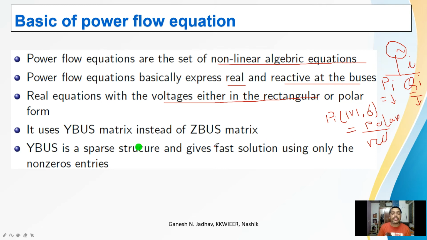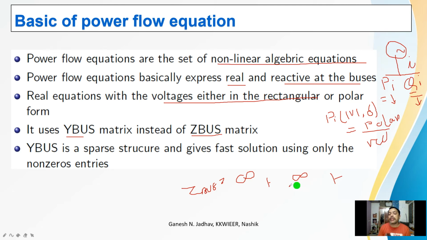To derive these equations, we need the Y-bus matrix. Why are we not using the Z-bus matrix? Suppose two buses are not connected with each other, then the impedance between them is infinite, and in the Z-bus many infinite terms will occur, and that will cause lots of mathematical error in the system.